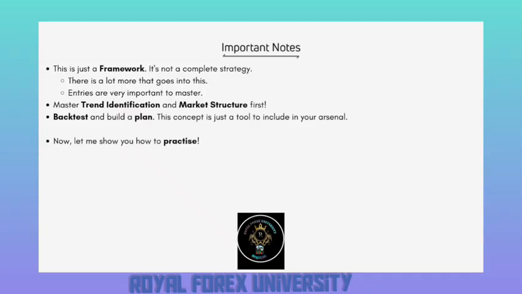So as I said in the beginning, this concept is just a tool that you can include in your trading arsenal. It's just a tool. It's not a strategy. It's not the holy grail. It's just a tool that is going to help you, as I said, forecast the daily range and potentially forecast the agenda for the day, right?